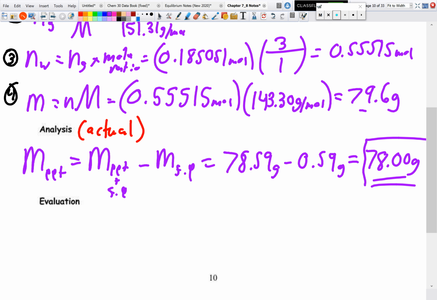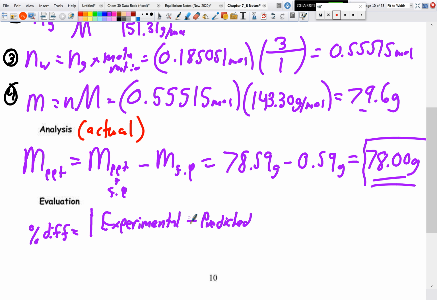So finally, our new step is the evaluation. So how close were we to the actual value? So that's where we need to do our percent difference is equal to. So we get the absolute value of our experimental minus our predicted, all over our predicted, times 100%.